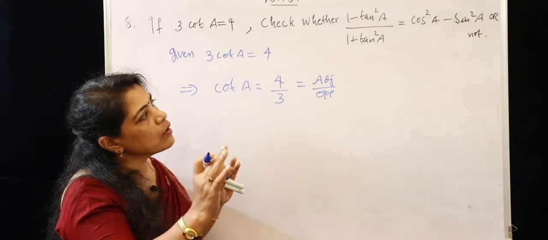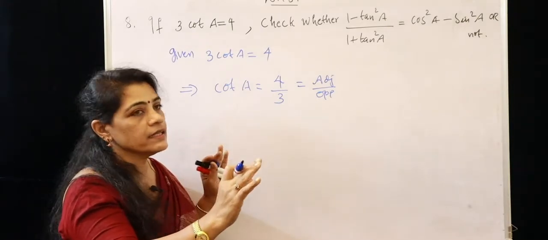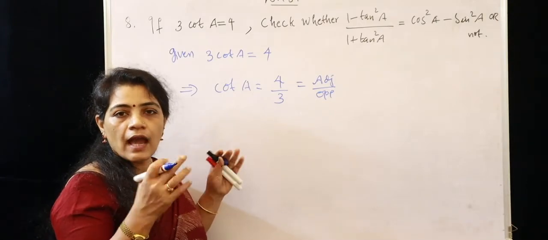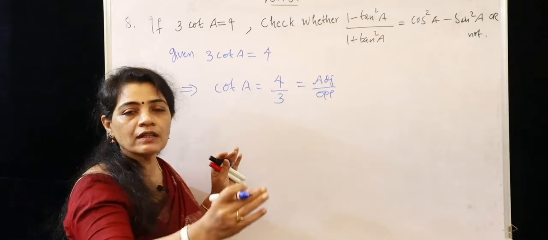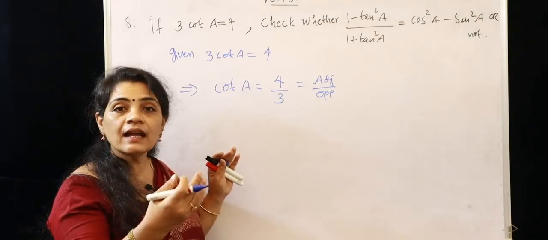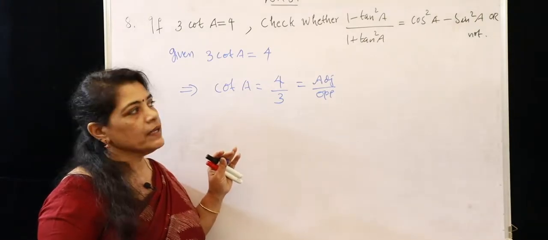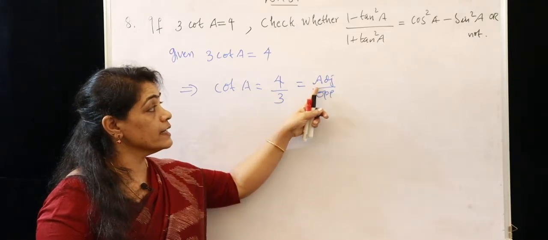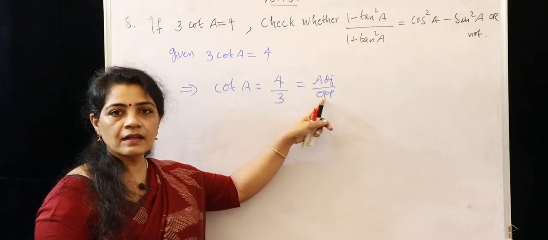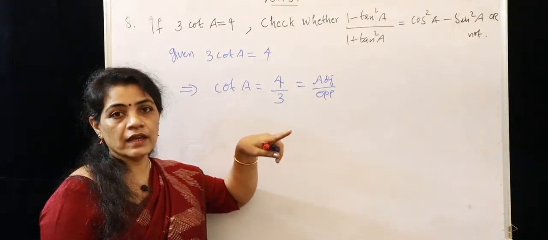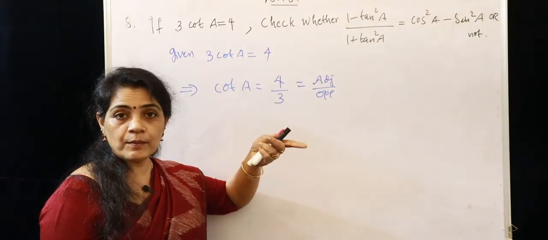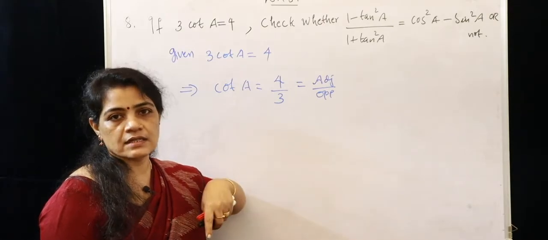But in order to check whether that is equal to the RHS, there is cos square minus sin square, and cos square is adjacent side by hypotenuse. So in order to solve the RHS part, we need the hypotenuse. But here only the adjacent side and opposite side are given. So that means we have to find out the third side, that is the hypotenuse, by drawing a right triangle and applying the Pythagoras theorem.